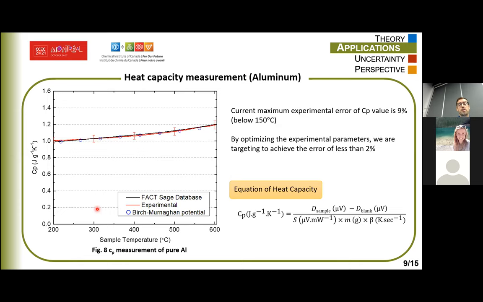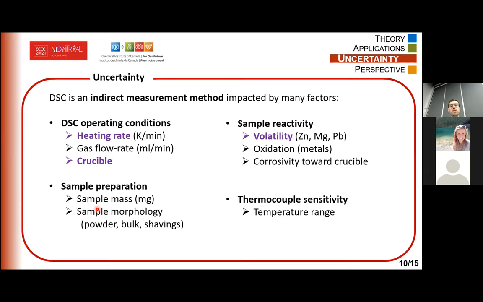This is another example of the heat capacity measurement that we performed recently. In my group, we're using a lot of theoretical work to predict the CP expression as a function of temperature, and we want to validate these predictions of the CP as a function of temperature. So now we are measuring, in this case, aluminum, but we are looking at the CP measurement of intermetallics and other types of systems.